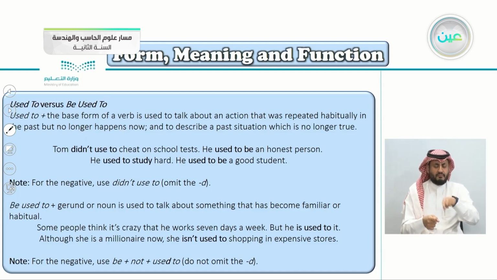For example, Tom didn't used to cheat on school tests. He used to be an honest person. So we're talking about his past.